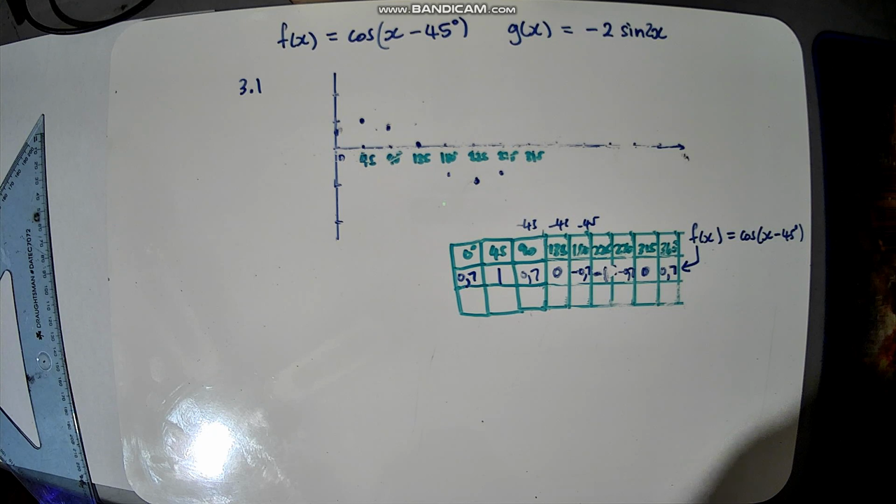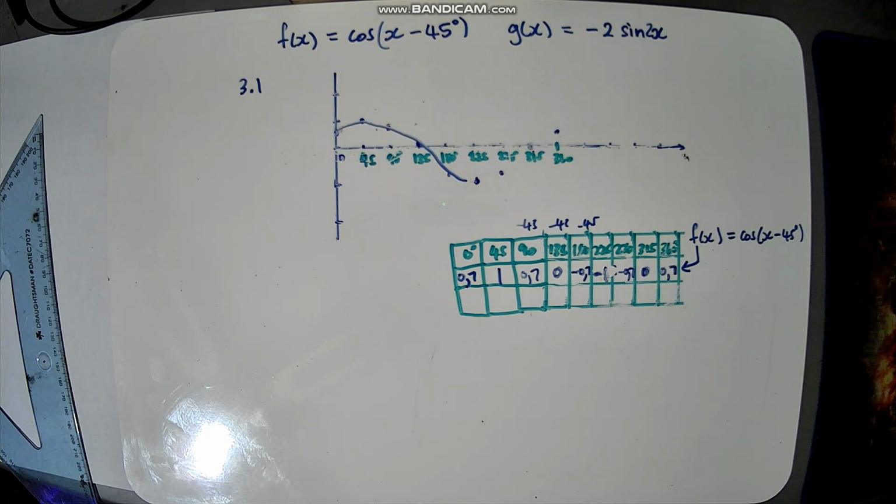At 270, negative 0.7. 315 is 0. And 360, 0.7. We will then join up all the points. That's what our graph looks like for f of x. Now we have to do the other graph, negative 2. So notice a negative 2 means the graph is going to be inverted because it's a negative.